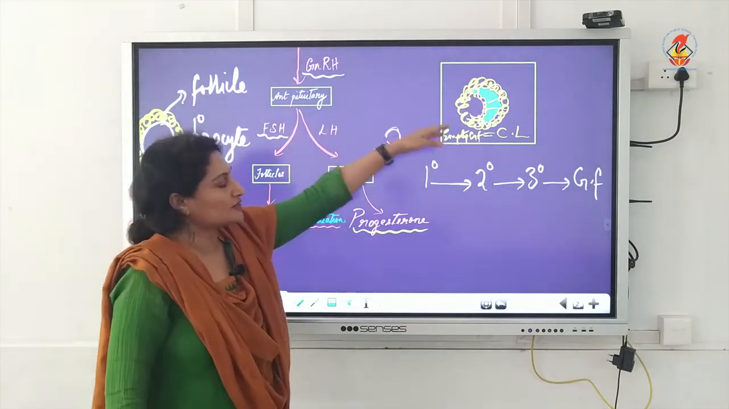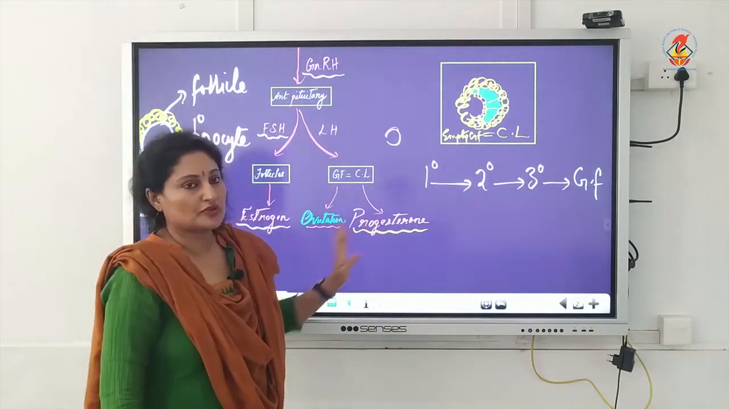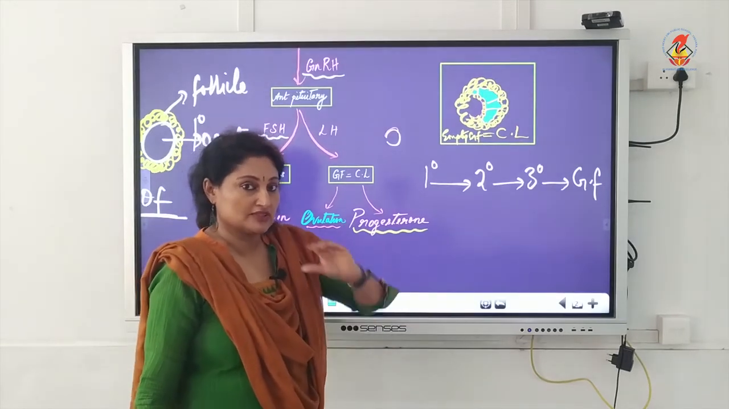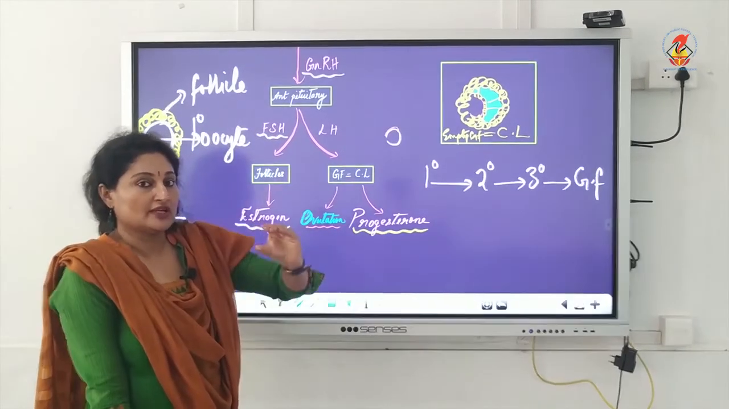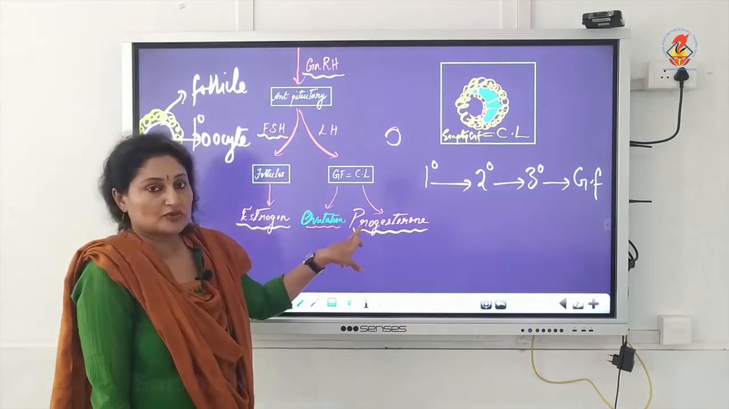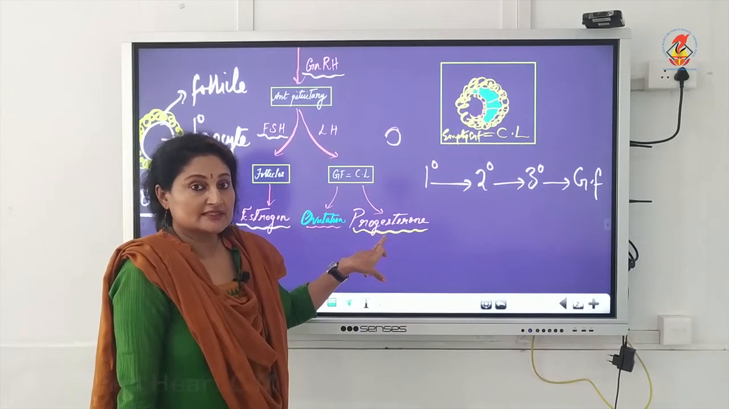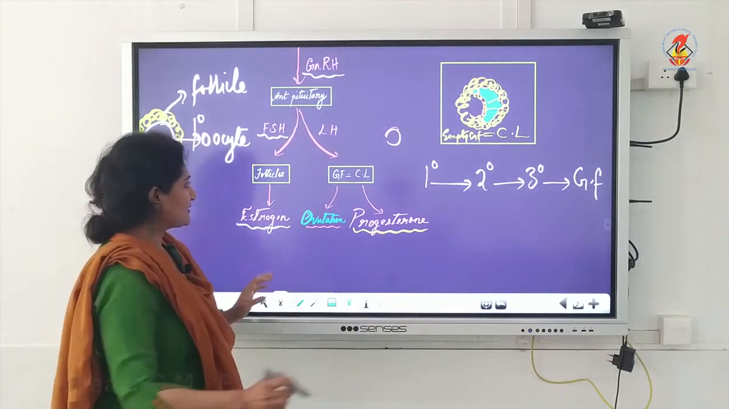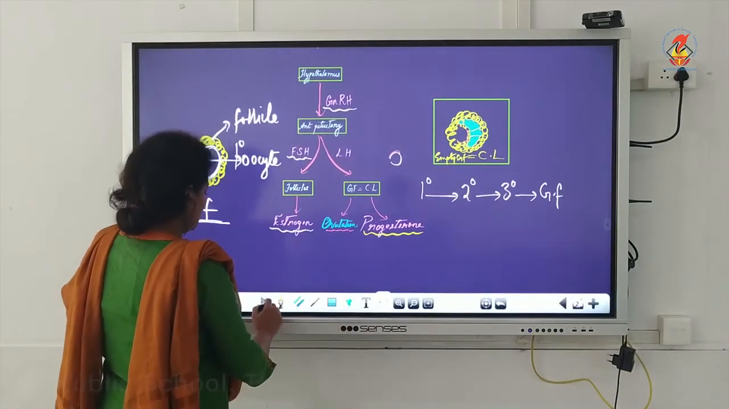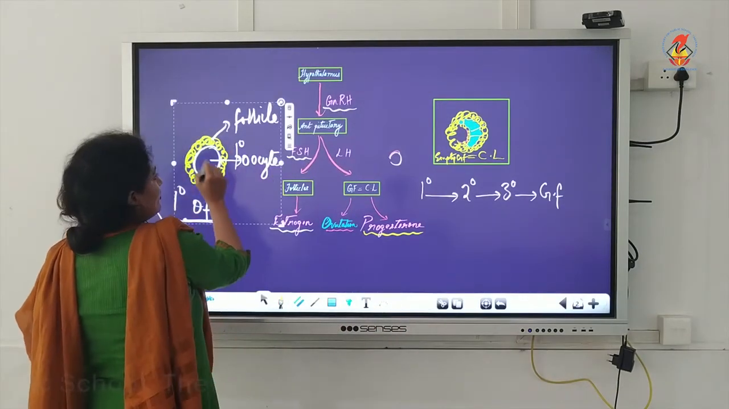Again the LH acts on the corpus luteum to release the hormone progesterone, and progesterone is very important for maintenance of pregnancy because it maintains the endometrial lining of the uterus. When I deal with the menstrual cycle, you will understand the importance of progesterone. It is therefore nicknamed the pregnancy hormone. So once again, a quick recap of the hormonal control in females.